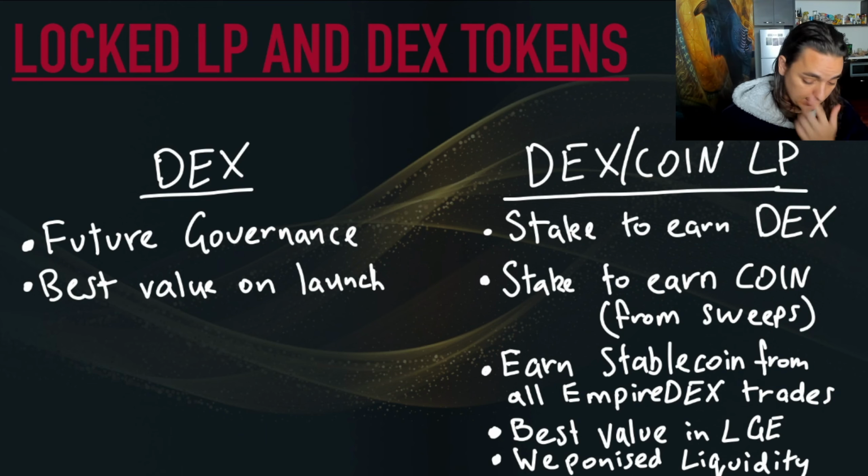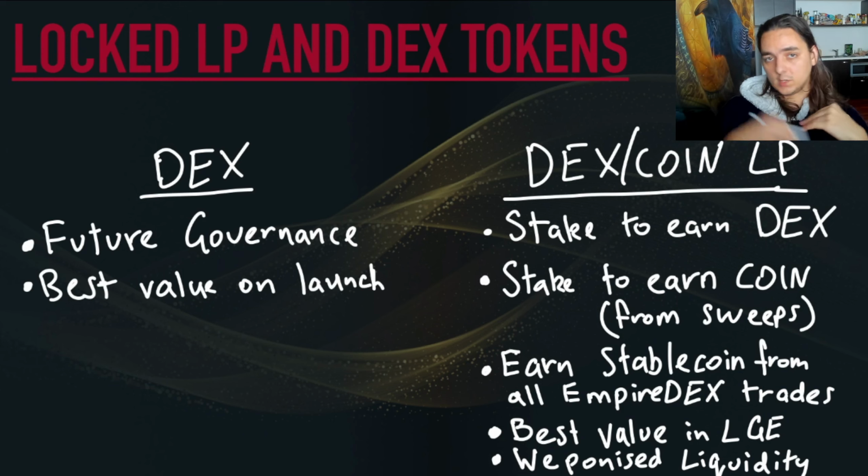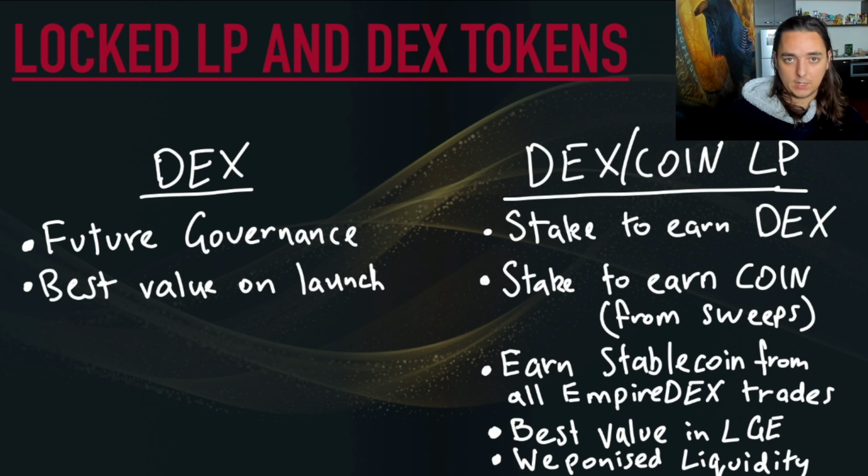And so the best place to get your DEX coin liquidity tokens, your locked liquidity tokens, is in the LGE, because in the LGE you're only contributing one half. We supply the other half. So it's effectively like half-price LP tokens. And yeah, like I said, it's the weaponized liquidity with this one.